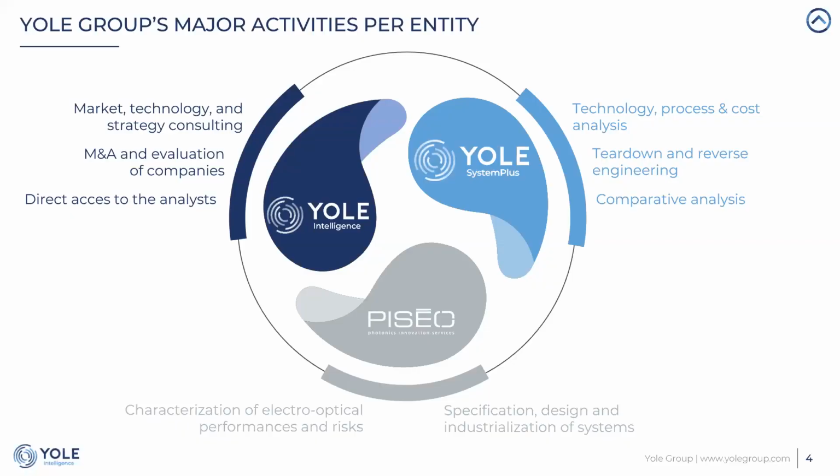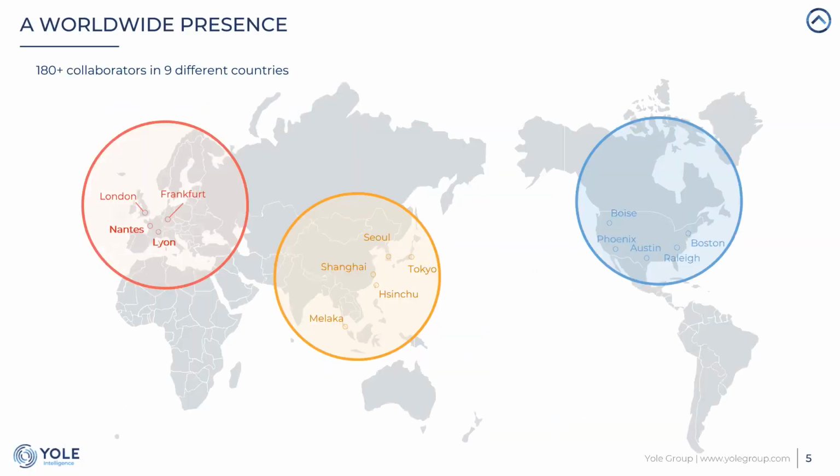Actually, we are a global company. That means we are a group of companies: Yole Intelligence, doing market, technology and strategy consulting; System Plus, our sister company, doing technological analysis, teardown, and cost and comparative analysis of components and systems; and PZO, doing characterization of electro-optical performance and risk, and specification, design and visualization of systems, especially photonic and optoelectronic systems. We have a global presence worldwide, almost 200 collaborators in 9 different countries today. The headquarters is in Lyon, where most of the analysts are, but we also have people in North America and in Asia.